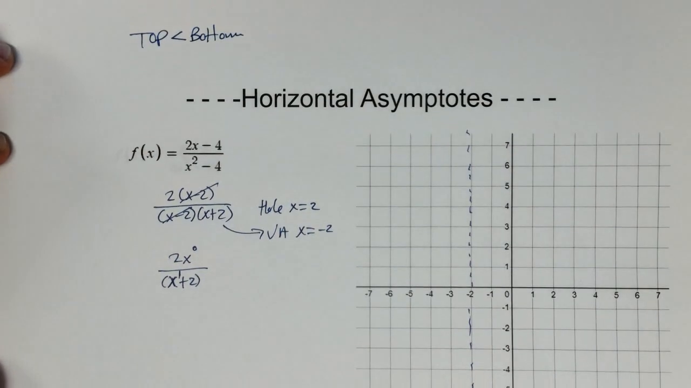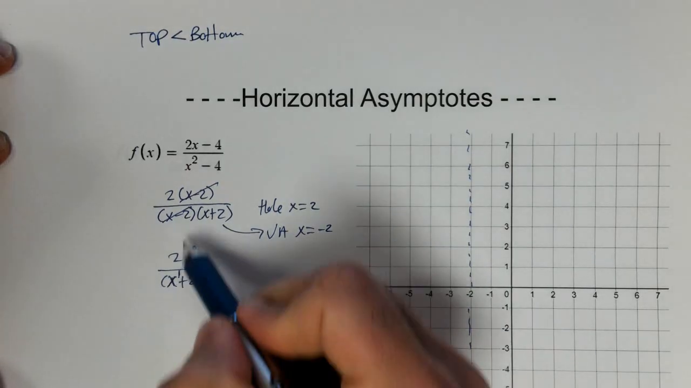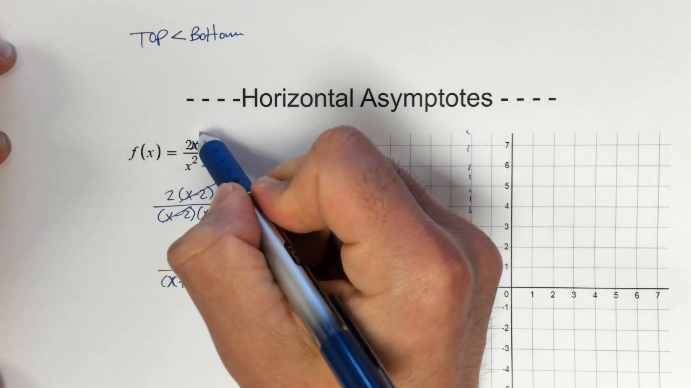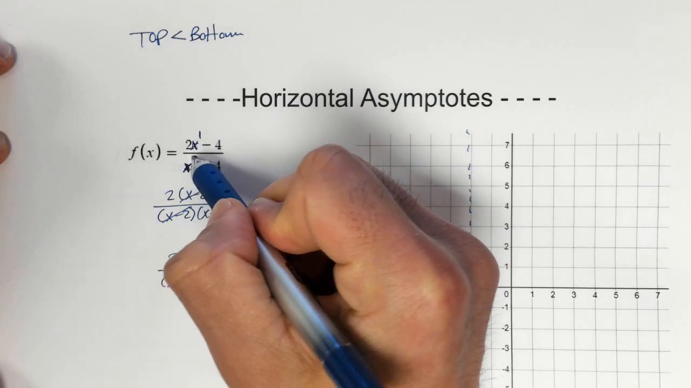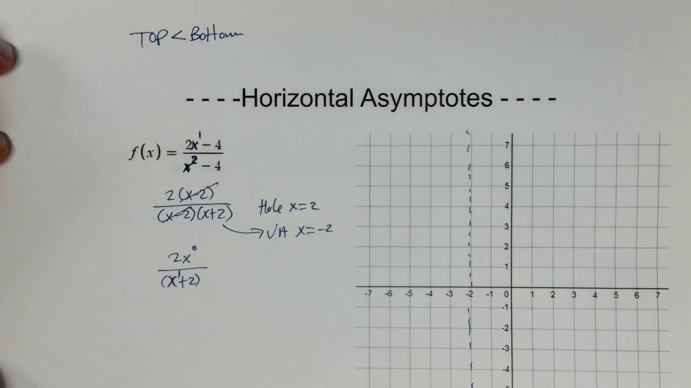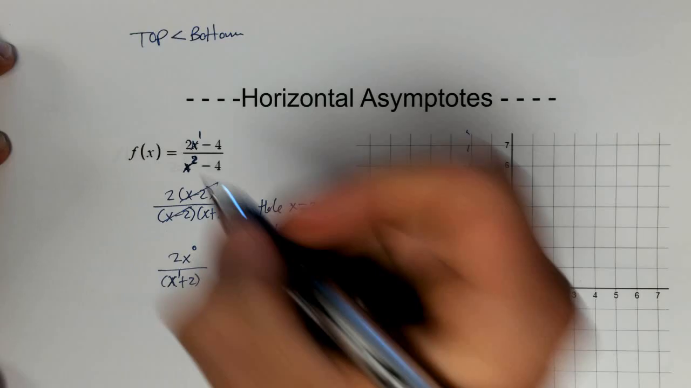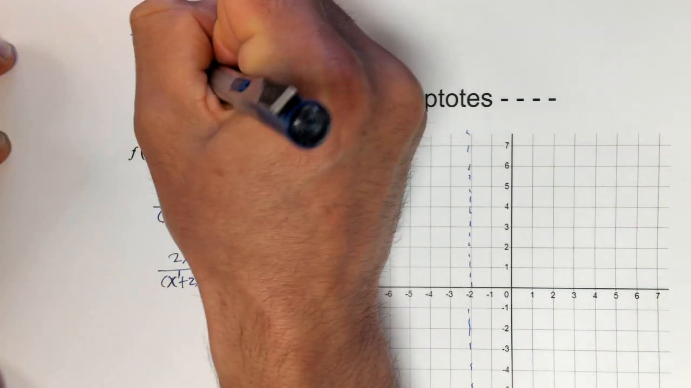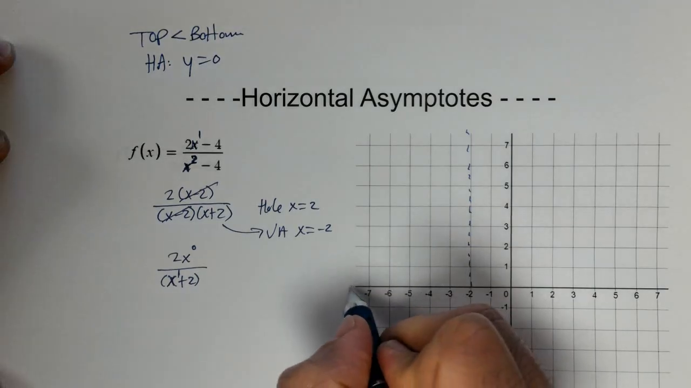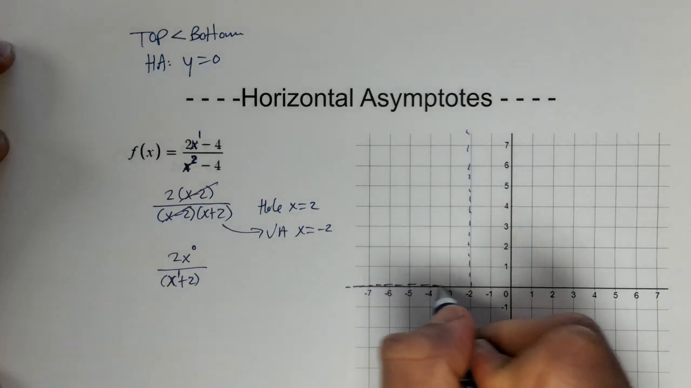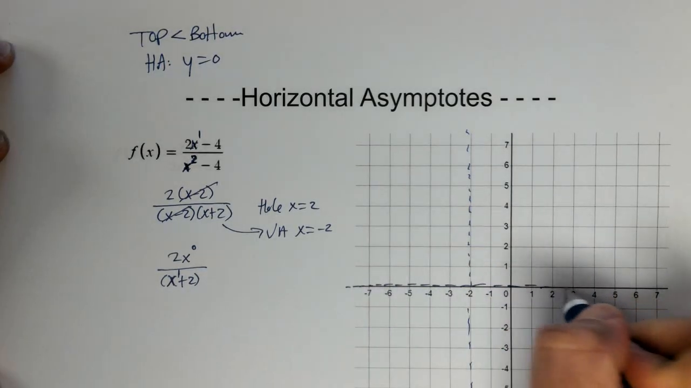Here's my rule. The top exponent will be less than the bottom exponent. And even before simplifying it, notice how x to the 1 power was still less than x to the 2nd power. Right? Since it's less, now we're going to say that the horizontal asymptote is at y equals 0. Now the imaginary line will be right on the x-axis. It'll be y equals 0.